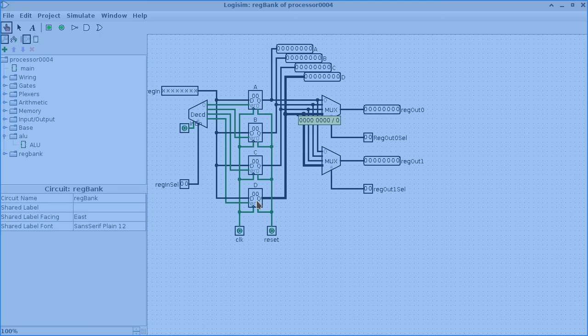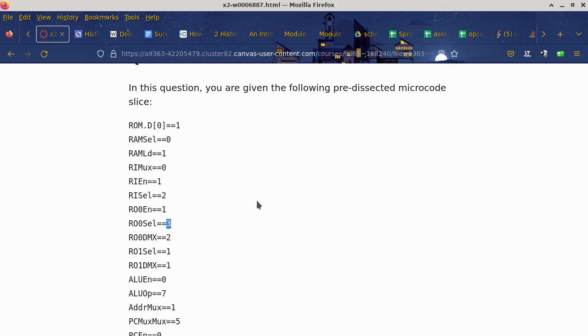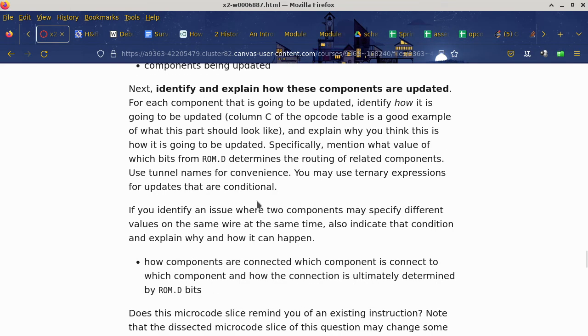In other words, we switch back to the question here and go back to the second step. We have now identified and explained how the components are updated. But you have to mention the tunnels that are involved in the process and say this tunnel is this tunnel is this tunnel, and that is how I know this particular thing, which is register D in this case, connects its output to the input of the two registers that are being updated. Are we good so far? Okay.